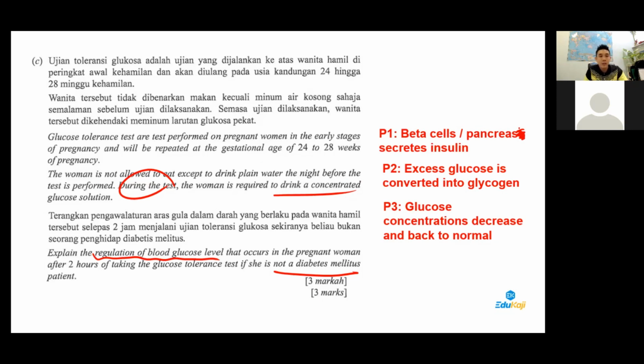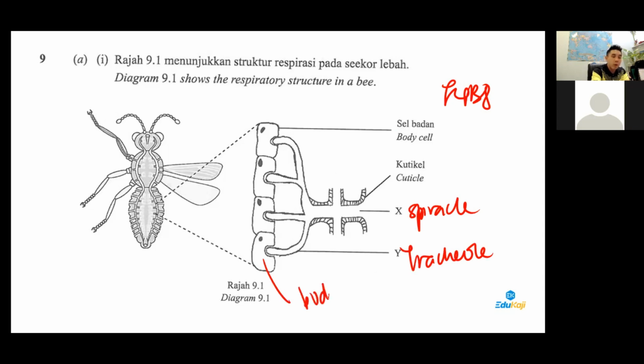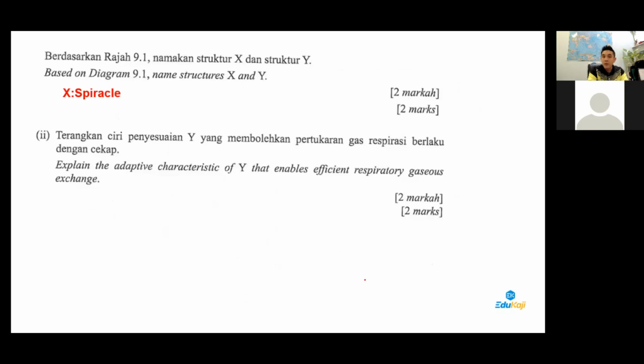Okay, the last structure question here, guys. This is the respiratory structure, Form 4 Chapter 8. First question, you have to label X and Y. Obviously X is the spiracle. This allows air to enter and move out. And Y would be the trachea. Trachea always joins to the body cells. So X spiracle, Y trachea.